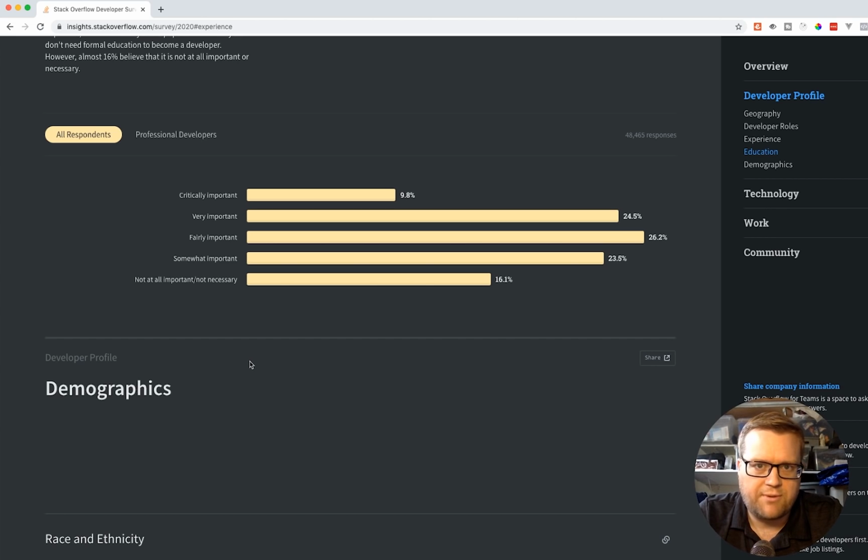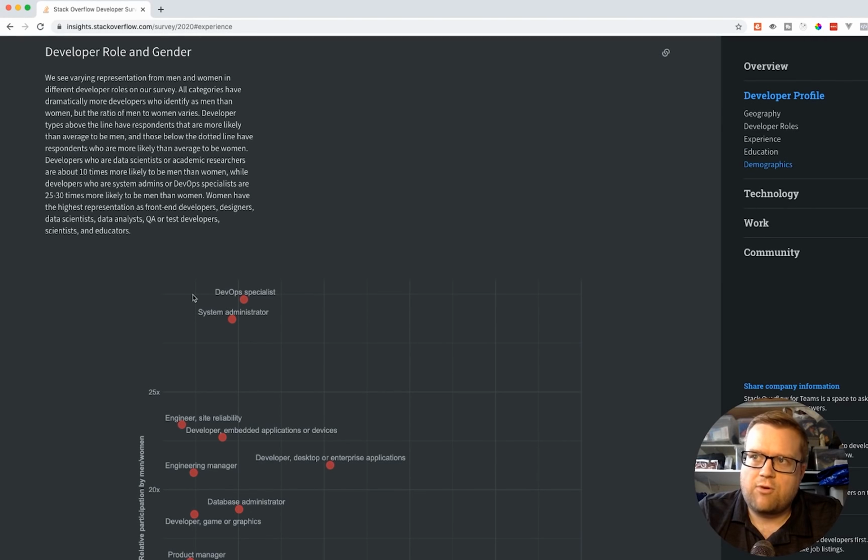Or maybe you're one of those people that can be just self-taught. Developer role and gender. We see varying representations from men and women in different developer roles on our survey. All categories have dramatically more developers who identify as men than women, but the ratio of men to women varies. Developer types above the line have responded that they are more likely than average to be men, and those below the dotted line have responded more likely than average to be women.